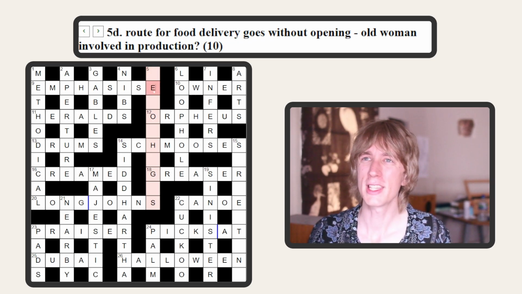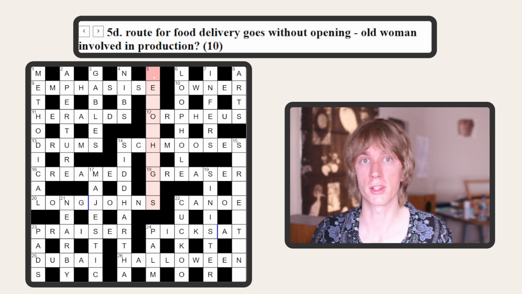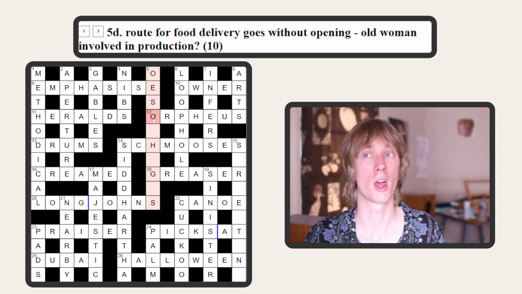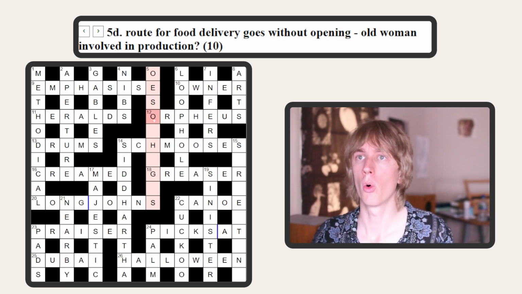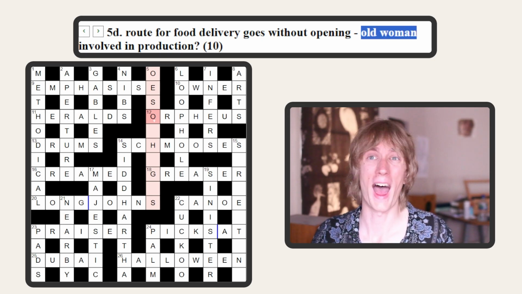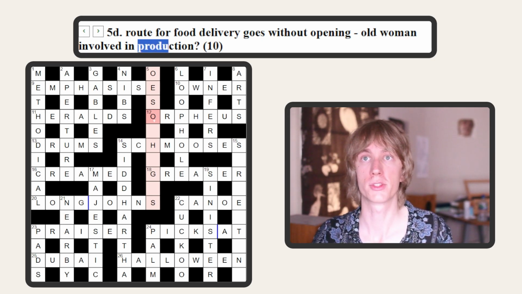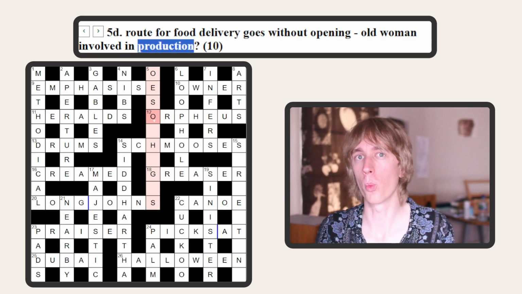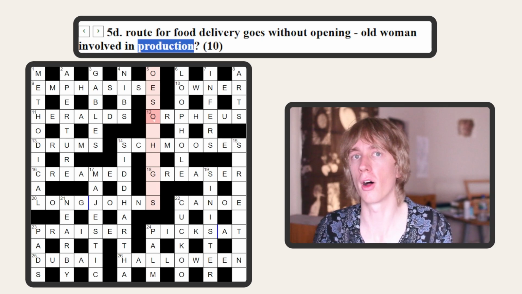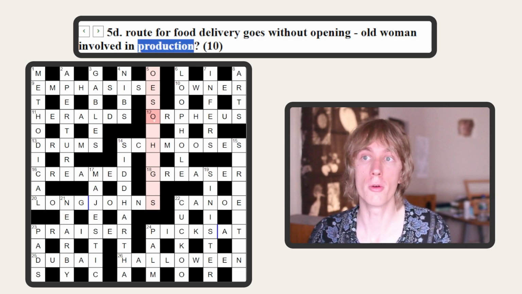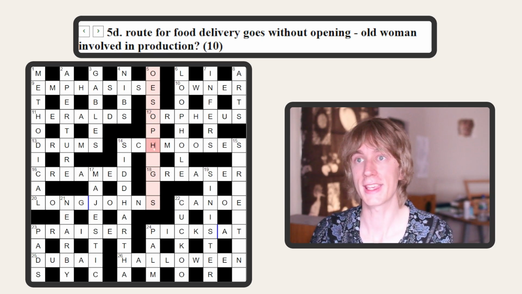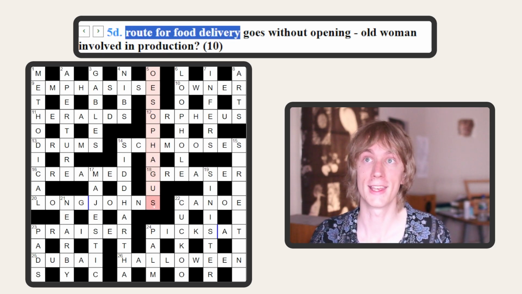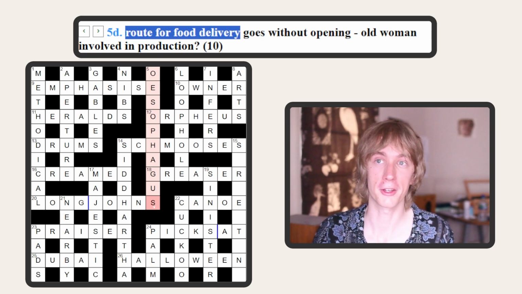Okay, well, I can see the E here, so maybe goes just doesn't open. We don't even need a synonym. We just remove the G from goes and we get OES. Now, an old woman could be a hag, and a hag could go inside a word for a production, and we're thinking of a production in the same way that we were thinking about a work before, right? A production of art, a work of art could be your opus. So opus is taking in hag, and we get esophagus. And esophagus is a route for food delivery to your stomach.